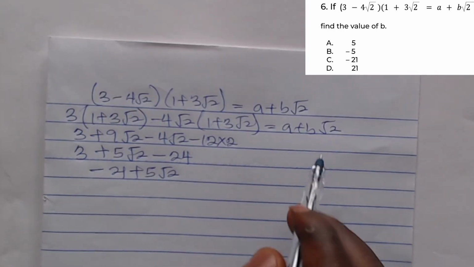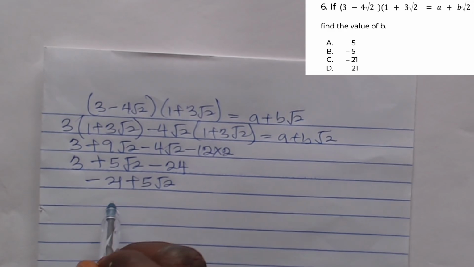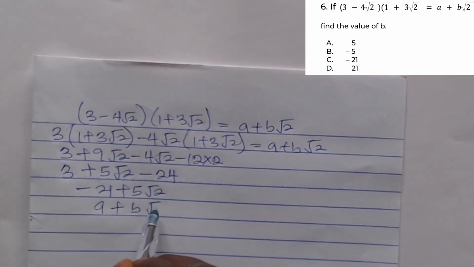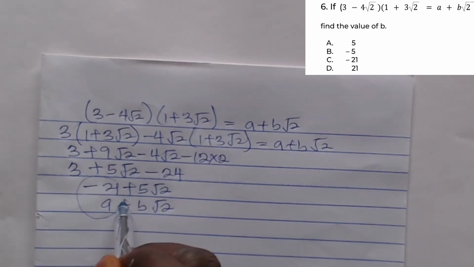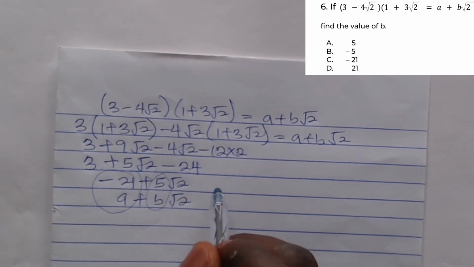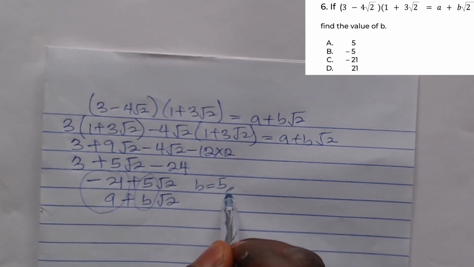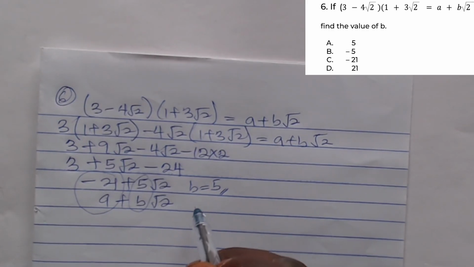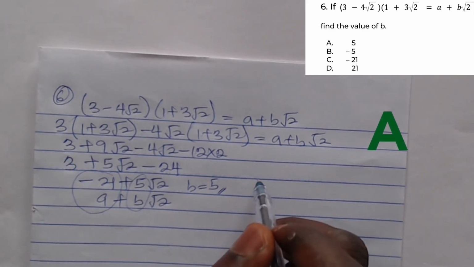And when you compare this with what you have on the right hand side, that is a plus b root 2, you will see that a is minus 21 and b is 5, so we find that b is equal to 5. For question number 6, the final answer is b is 5, which is option A.